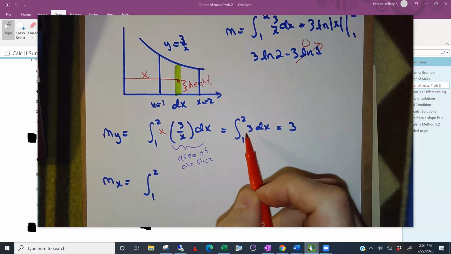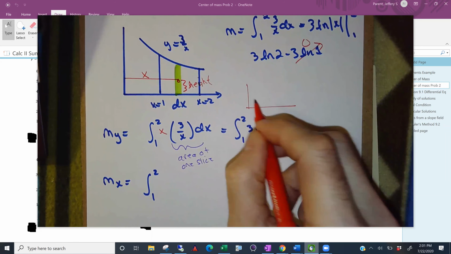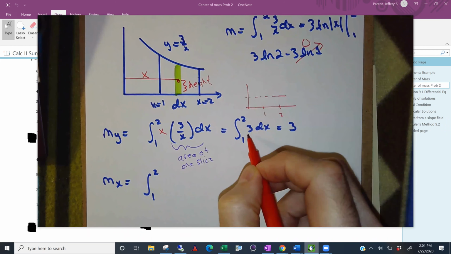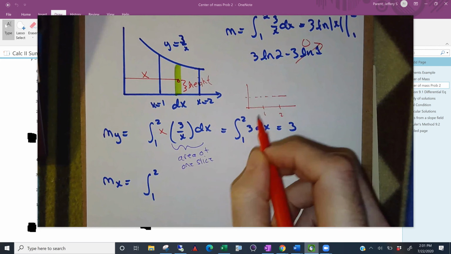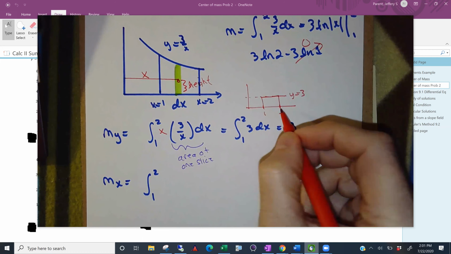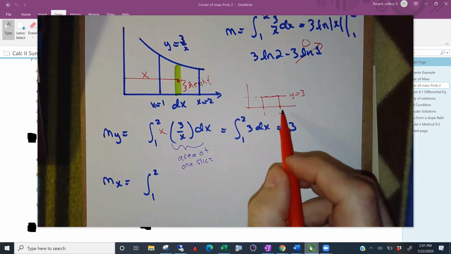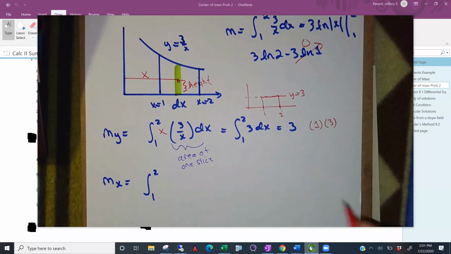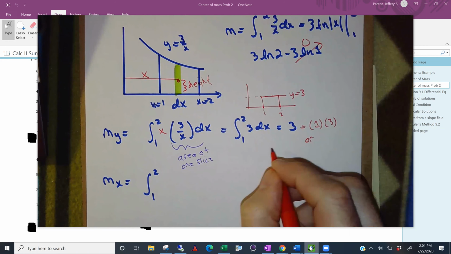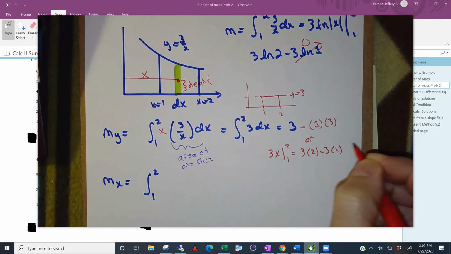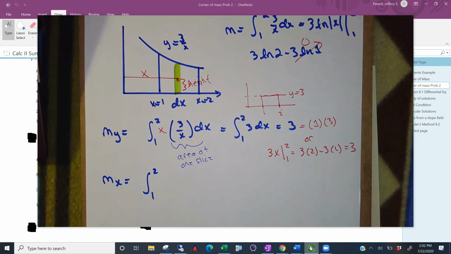Well, if you think about what that represents, from 1 to 2, it's the area underneath this curve, y equals 3, between 1 and 2. So it's just the width times the height. 2 minus 1, the width is 1, times the height, just 3. You could also find an antiderivative. You could do 3x between 1 and 2, which gives you 3 times 2 minus 3 times 1, and that would also give you 3. So either one would work.